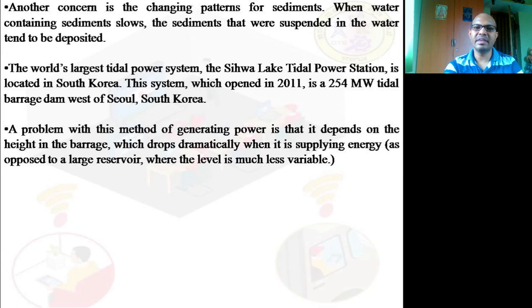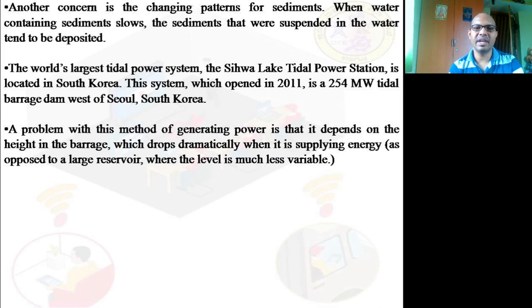Another concern is the changing pattern of sediments. Sediments collect continuously and are very difficult to remove, because it is salt water. When water containing sediments flows, the sediments suspended in the water tend to be deposited. So it just keeps depositing, the salt. So it has to be removed often.